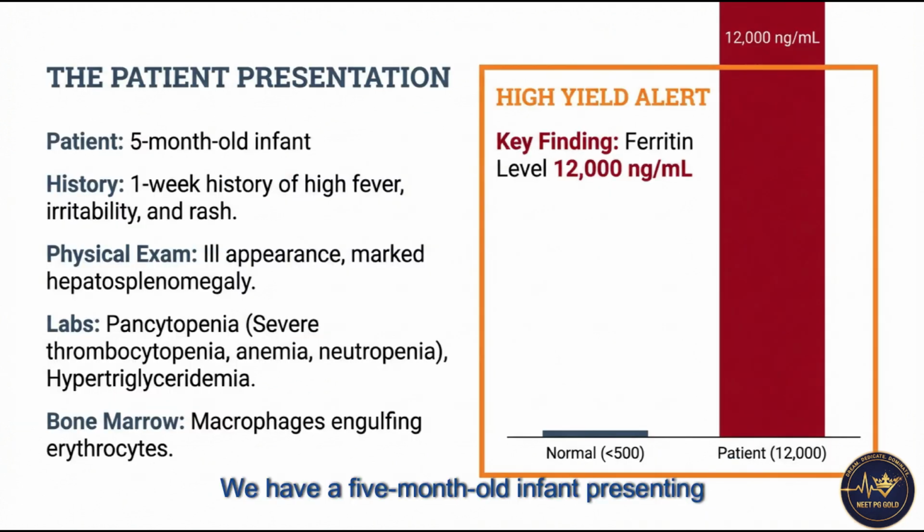We have a 5-month-old infant presenting with a 1-week history of high fever, irritability, and a rash. The physical exam shows an ill-appearing child with marked hepatosplenomegaly. But look at the labs. This is where the diagnosis hides.